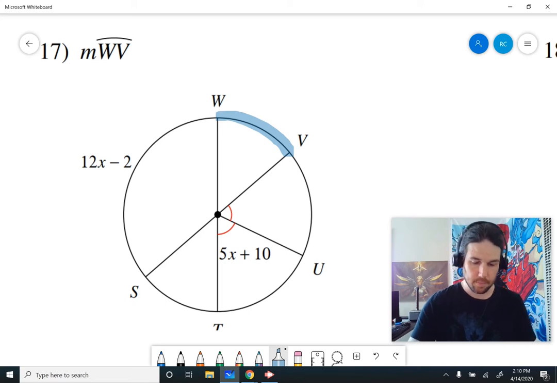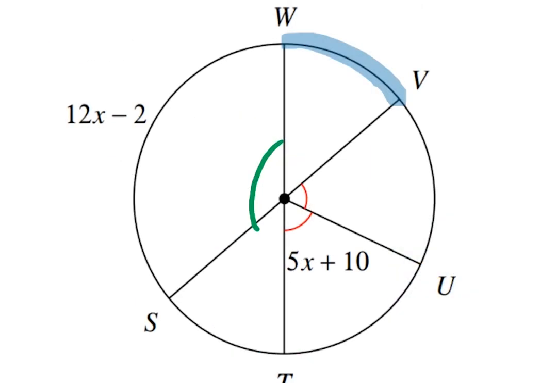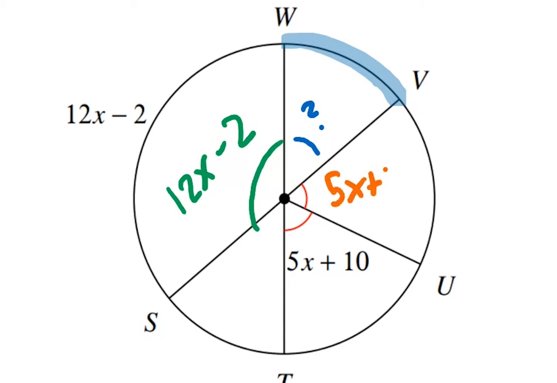So let's see. We know that this angle here, that angle there, we don't know the number, but we do have an expression for it. It's 12x minus 2 degrees, right? This angle here, we don't know. This angle here is 5x plus 10. And this angle here is the same as the other blue one, but we still don't know it.